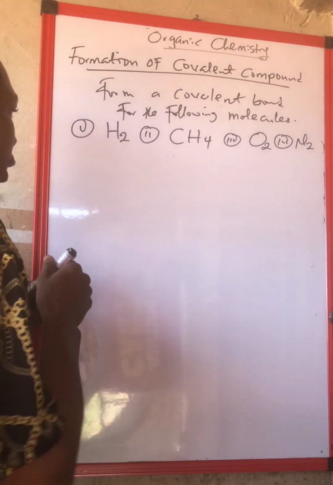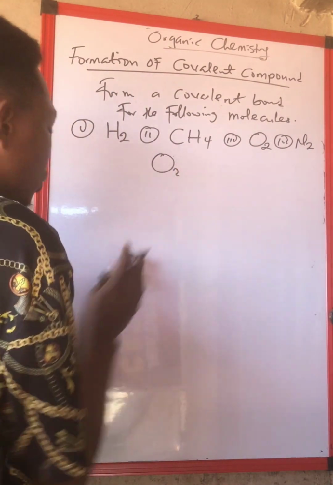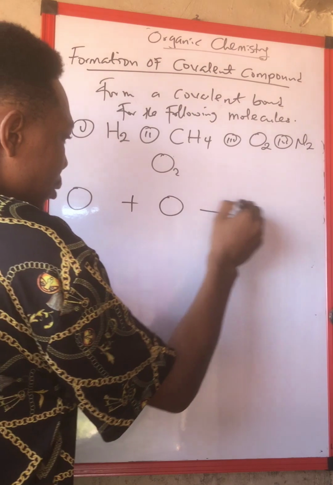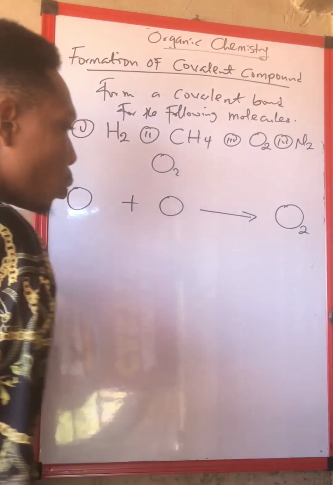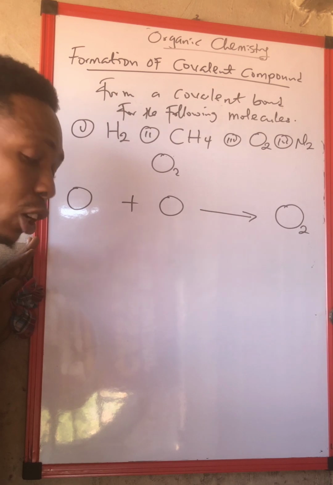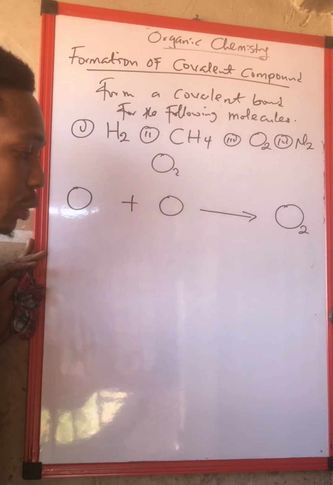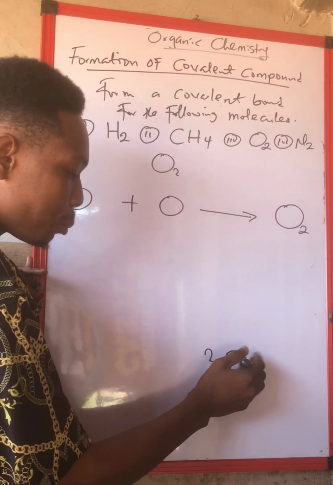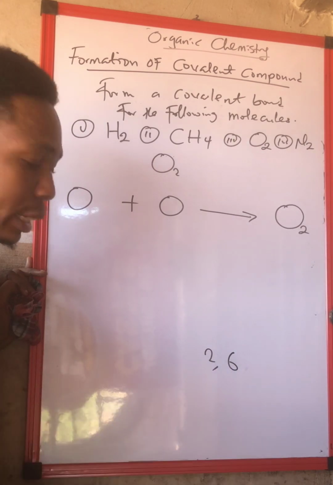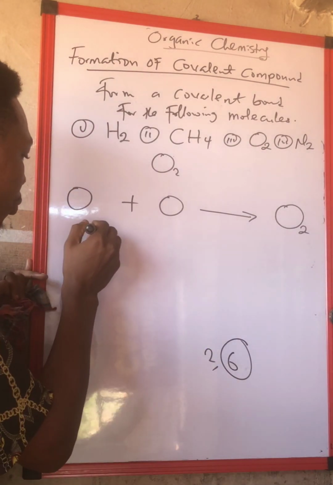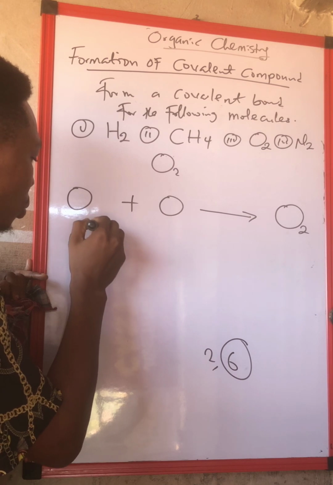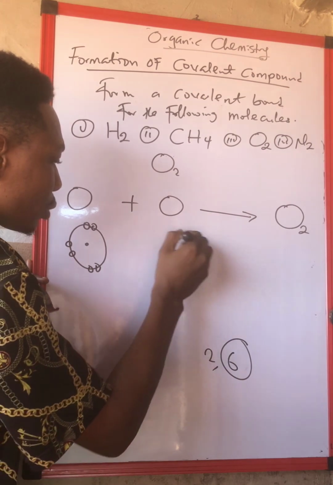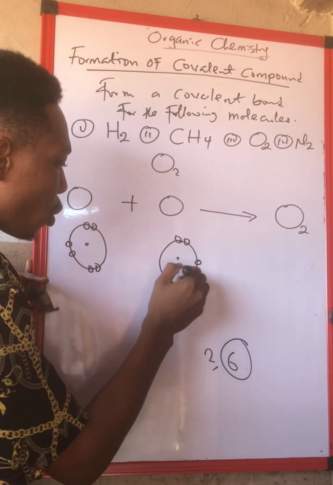Oxygen molecule or oxygen gas. So we have O2. For oxygen, I have my oxygen plus oxygen, which gives me O2, the oxygen molecule. The proton number for oxygen is how many? It is 8. The first shell takes 2 electrons, and the outermost shell takes how many? 6, making 8. So we are making use of this last shell. For the first one, we have 2, 4, and 6. For this other one, we also have 2, 4, and 6.